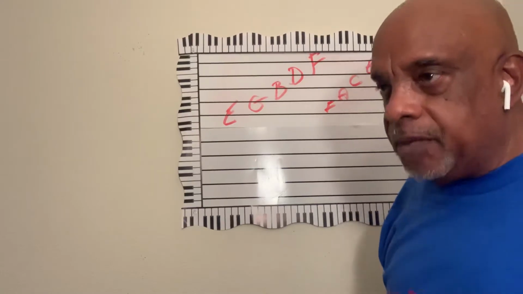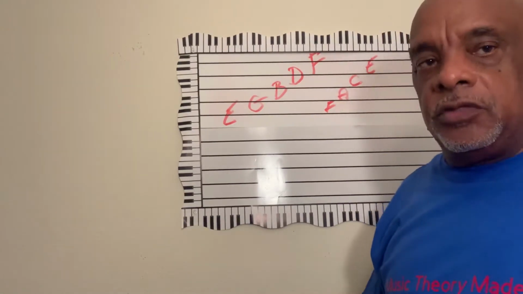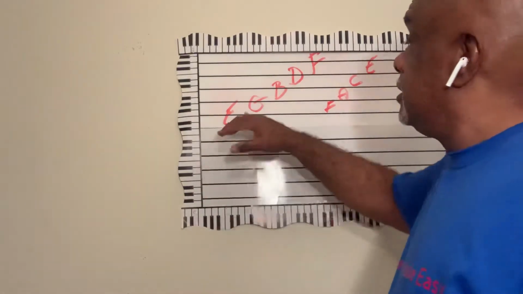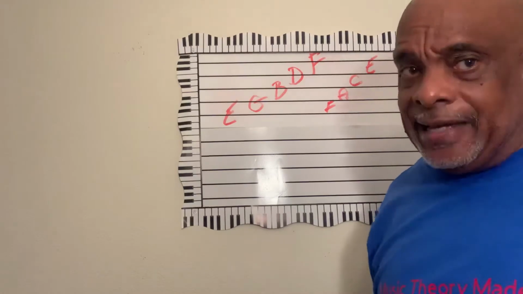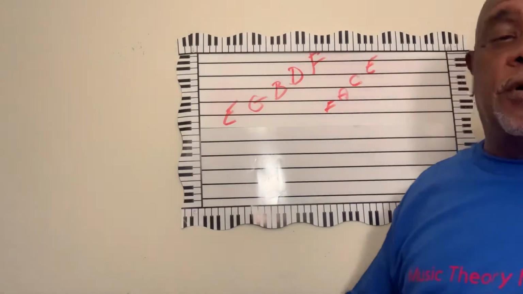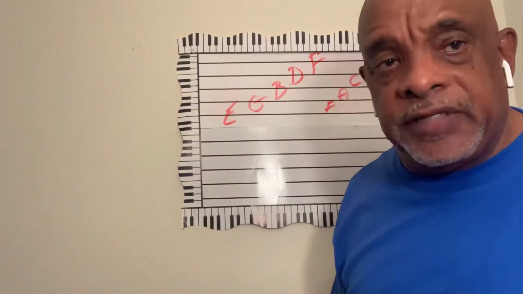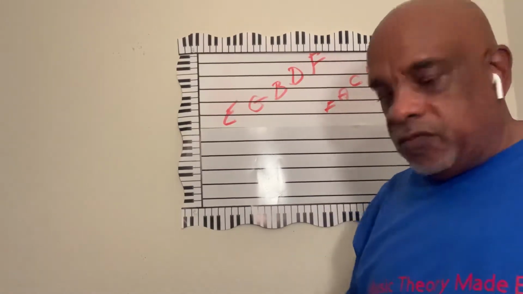Now, if you're going to play a piano, keyboard, organ, whatever it is, if you're reading music, you're going to find that the treble clef is normally played with the right hand. We're not getting into piano, but the treble or G clef is normally played with the right hand.